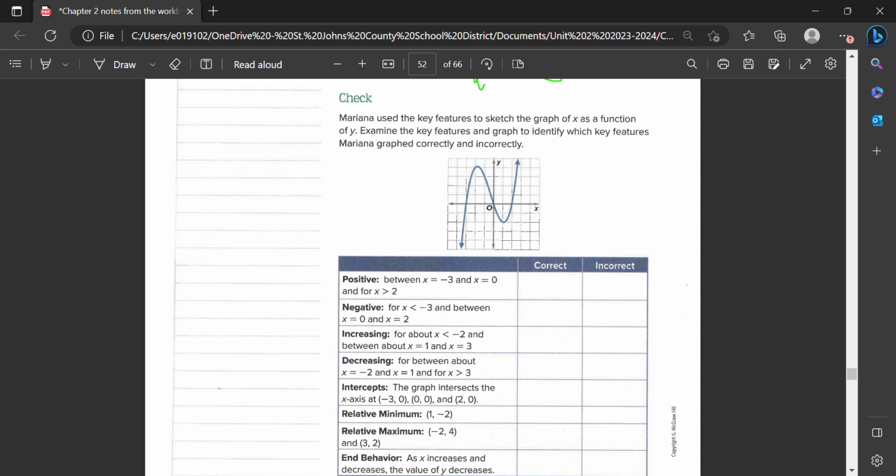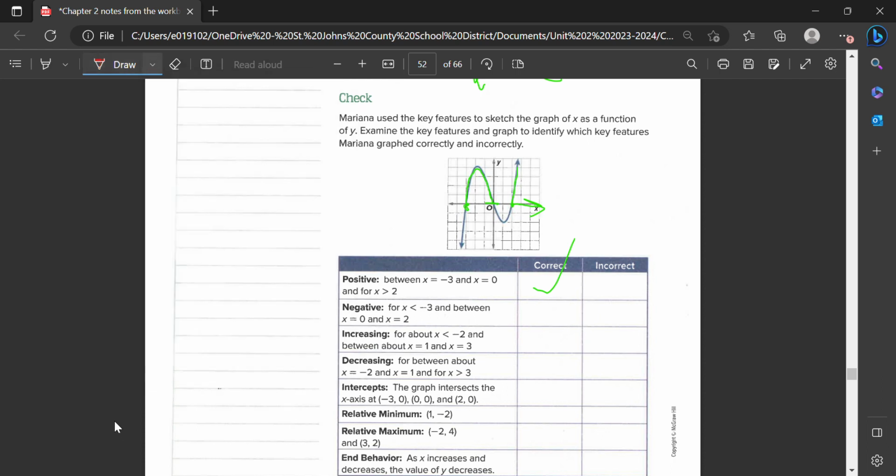So positive, between x equals -3. So -3 is right here. And 0 is right here. And for x has to be greater than 2. So I would say from here, from -3 to 0, it's positive. And when 2 is greater, so as x moves to the right of 2, it's going up, so it's positive. So I would say that is correct. Now let's look at negative.